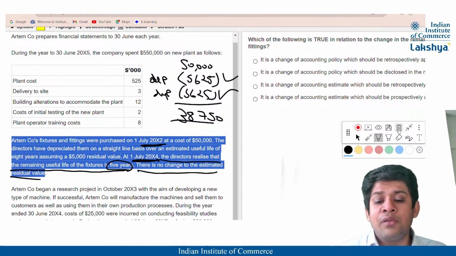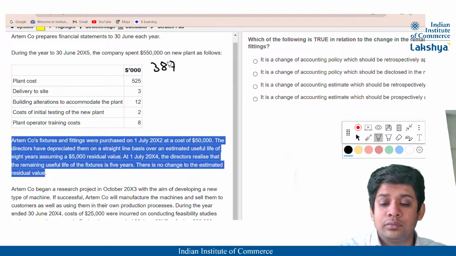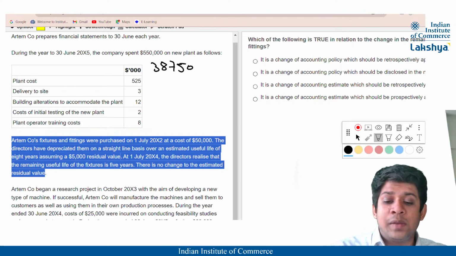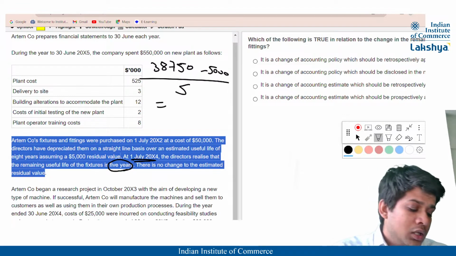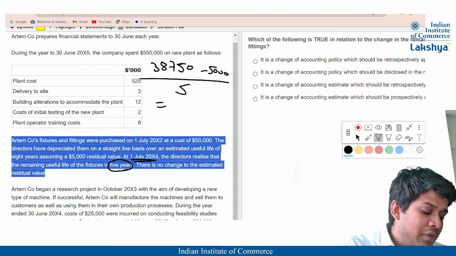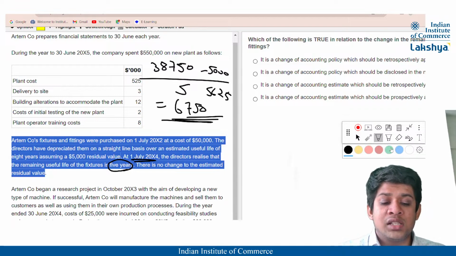Only the value of depreciation is changed. Okay. Because the useful life has changed. So the carrying value is 38,750. Right. From this, my residual value obviously will be subtracted and it will be divided by the new useful life, that is of 5 years. From 1st July onwards, the depreciation will thus be 38,750 minus 5,000 divided by 5 years. That is going to be 6,750. Okay. So previously the depreciation was 5,625. Now it is 6,750 because there is a change in the estimated useful life of the asset.